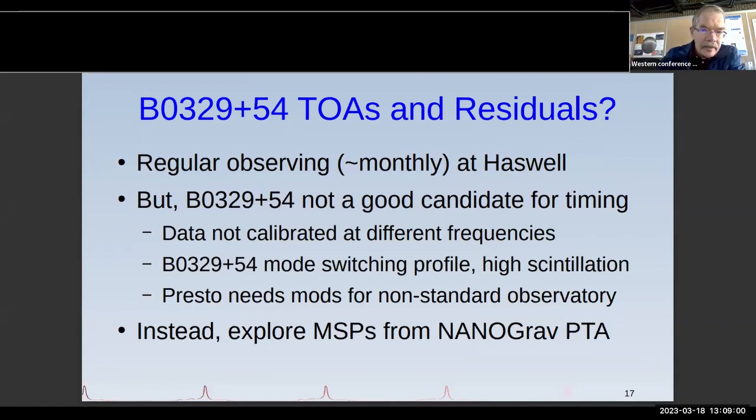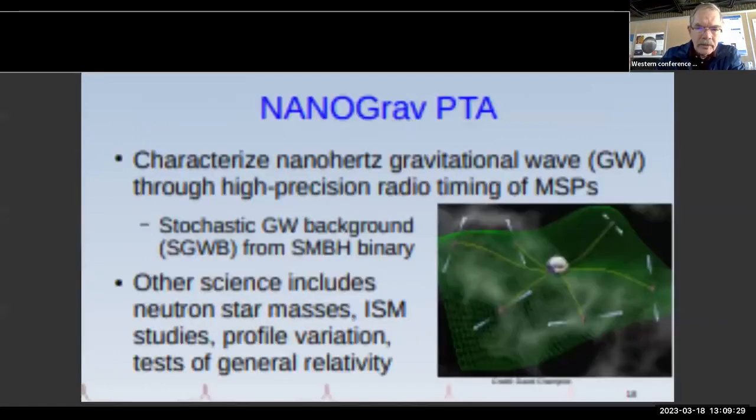Nonetheless, I tried it anyway, but it broke the software because we're a non-standard observatory. For TEMPO, you can go in and add an observatory. For Presto, you need to make some slight modifications to it, but I hate to modify software if I don't have baseline data for regression testing. So I thought, well, I'll just go on the internet and find some data. And that's what NANOGrav does. The observatories are providing all kinds of data for citizen science projects.